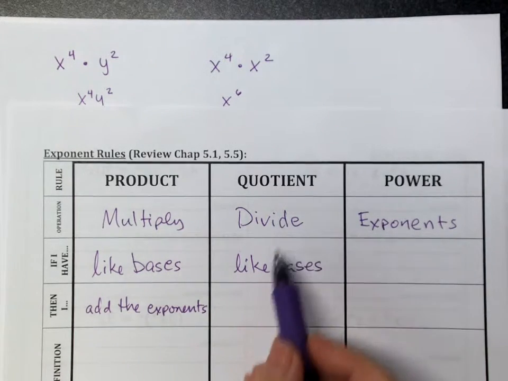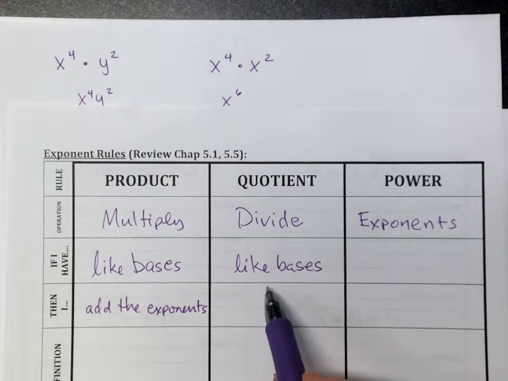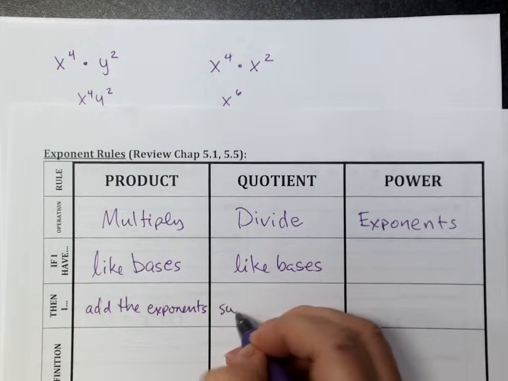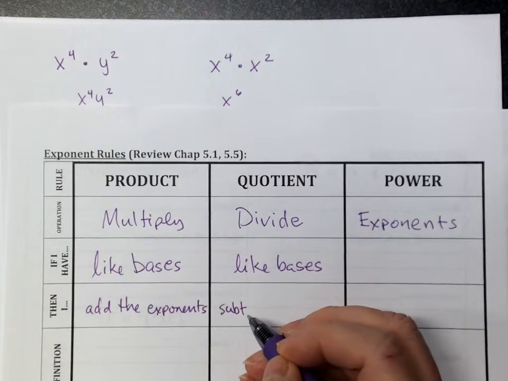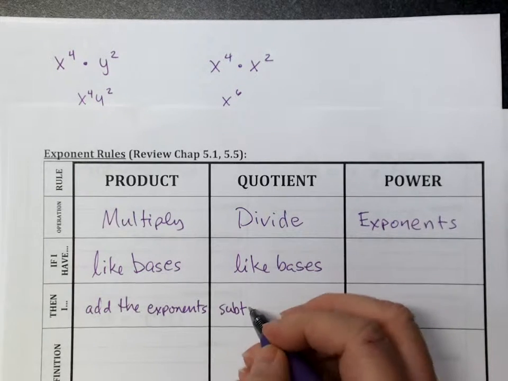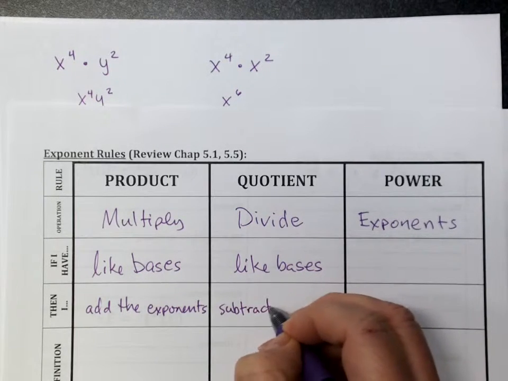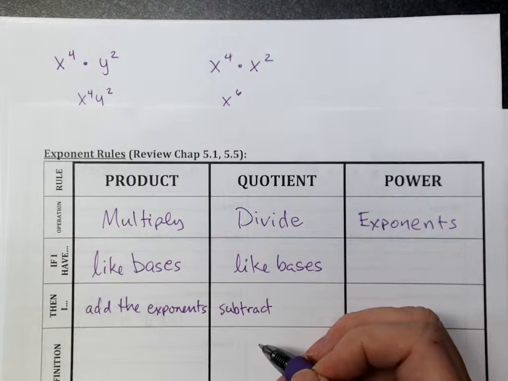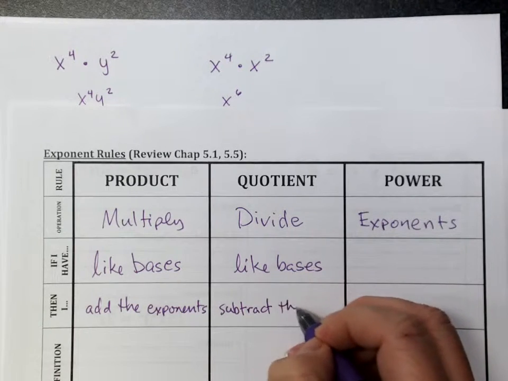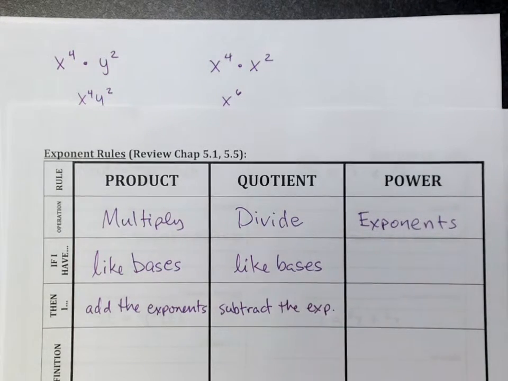Now, what do you do when you have like bases and you're dividing? Subtract. Right, because it's like we're canceling out. We have some number of x's on top and some on the bottom, and we're basically canceling out, which for our purposes means we're subtracting. If there's 4 on top and 1 on the bottom, we do 4 minus 1. So we have 3, because we're canceling out one of them. So subtract the exponents.